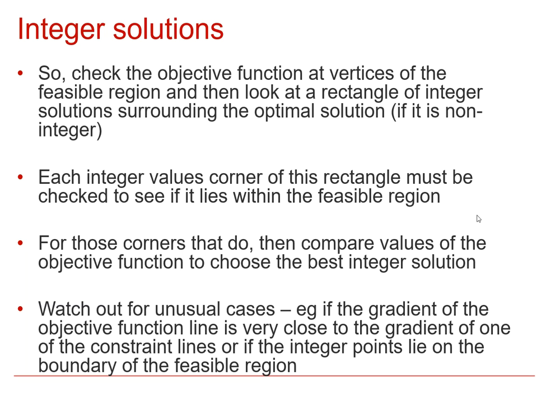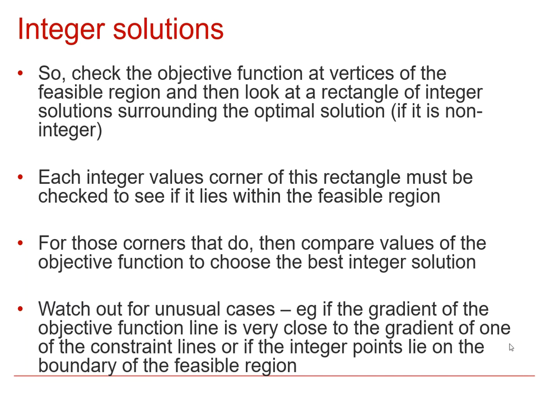So once you've established what those square or rectangular points are, you must check all 4 of them firstly to see that they lie within the feasible region. Any that don't, you can discard straight away. Then for those that do lie within the feasible region, you have to calculate the value of the objective function and choose one which gives you the optimum value.